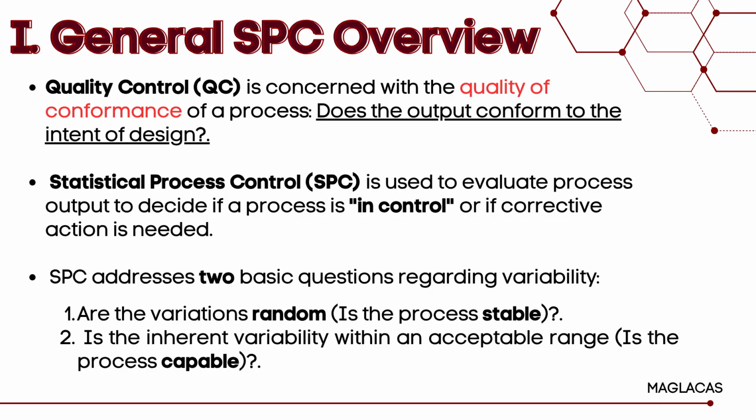So, the SPC answers two questions. One is, are the variations random or is the process stable? And the second being, is the inherent variability within an acceptable range? These questions will be hinted at as we go further into this topic.